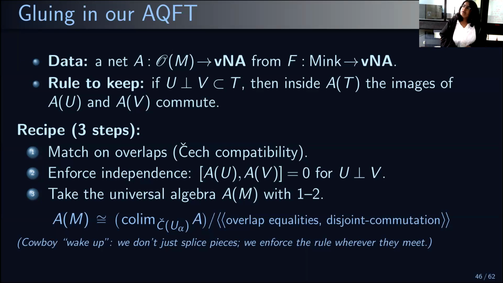So the way you prove this is that you match on the overlaps using this thing called compatibility, and then you use the independence rule, which is that if U intersect V is equal to 0 for this join U and V, then you construct, using this pushout square, this universal algebra A of M using all of these properties. And basically you just take the colimit over this compatibility thing.